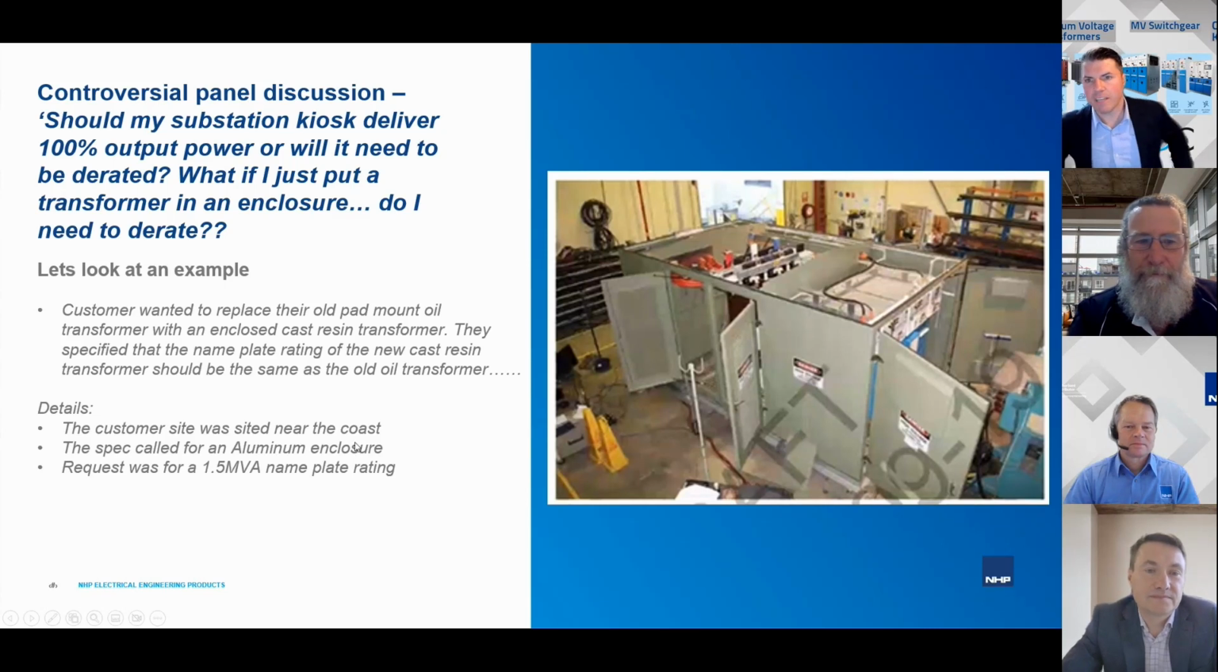Okay, so let's have a look at a real life example where we had a customer wanting to replace their old oil pad mount transformer. They were looking for a kiosk substation utilizing a cast resin transformer, and they'd specified that the nameplate of the new cast resin transformer should be the same as the old oil transformer. This site was on the coast. They called for an aluminium enclosure, and the request was for a 1.5 MVA nameplate rating.